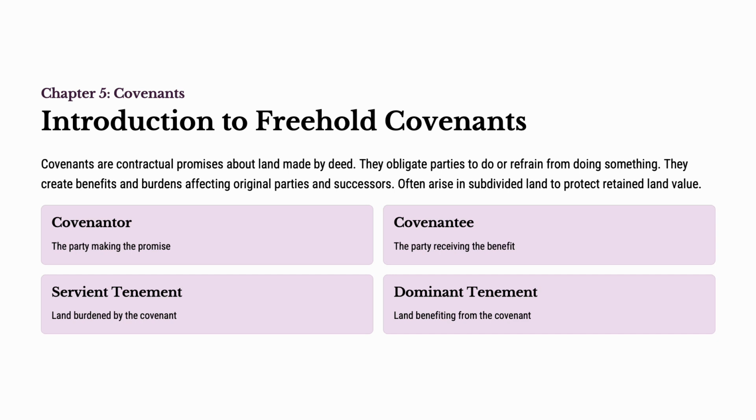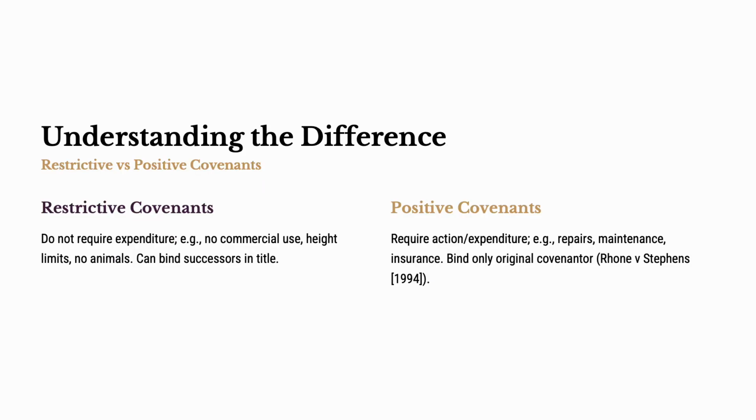So understanding terminology is essential. Covenanter is the party making the promise, the person who agrees to be bound by the obligation, and covenantee is the party receiving the benefit, the person who can enforce the promise. And we can borrow terminology from easement: servient tenement, the property that is burdened by the covenant. Servient means serving, and dominant is the one which is getting benefit from the other land. So restrictive versus positive, or we call it negative kind of.